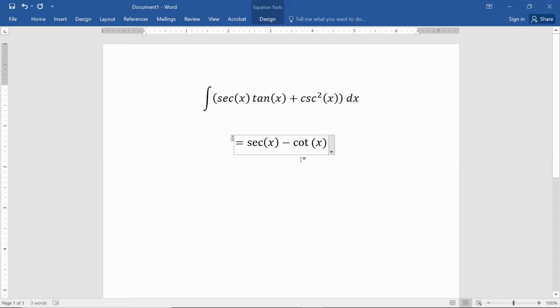That's one antiderivative. If I want all of the antiderivatives, I simply need to add a plus c at the very end. Including an arbitrary value for c allows us to classify all antiderivatives of secant x tangent x plus cosecant squared x. This is your final answer.